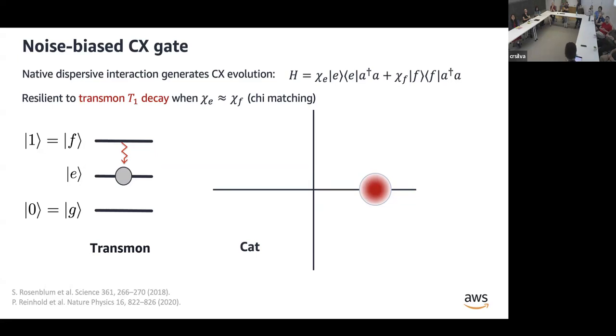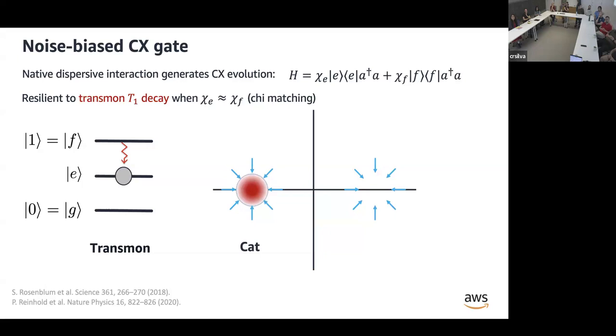Then what will happen? Suppose you are trying to do that. There is a decay. You end up here if they are not chi matched. But now they are roughly chi matched, so the cat is not too far. Because there was this dispersive interaction, you went up to here. There was a decay. Now this is the dispersive interaction, because the transmon decayed to E. But now chi is roughly the same, so you end up not too far from where you should have ended up. And then with the 2 photon dissipation, it goes back there.